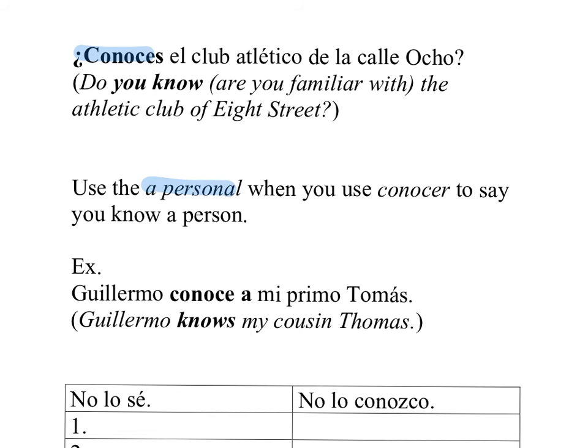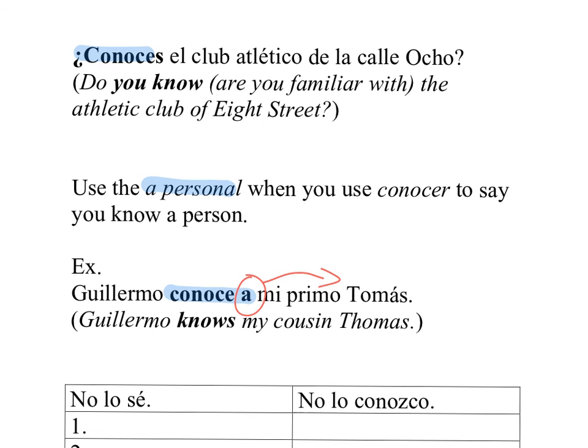Use the personal a when you use conocer to say you know a person. Guillermo conoce a mi primo Tomás. So in this example, we have to use a because we're talking about a person, my cousin Tomás. So anytime you have conocer, to know a person, we have to use a.